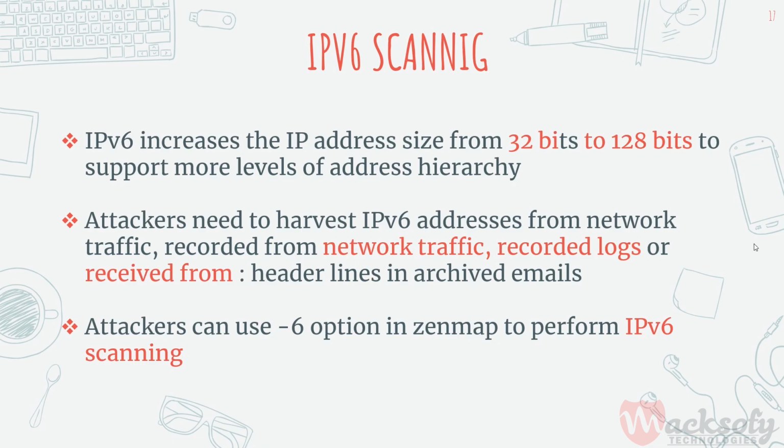Now let's talk about IPv6 scanning. IPv6 increases the IP address size from 32 bits to 128 bits to support more levels of address hierarchy. In the modern world, there is more and more usage of IPv6 addresses. So attackers can use the -6 option in Zenmap or Nmap to perform IPv6 scanning. So we talked about the basics of port scanning. Let us try with an example.